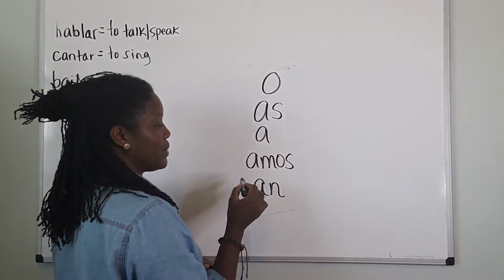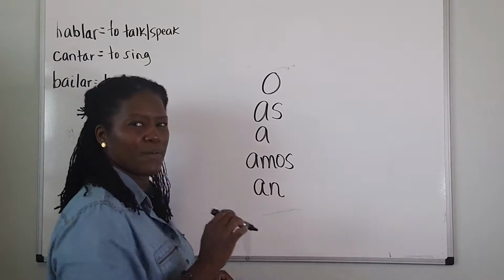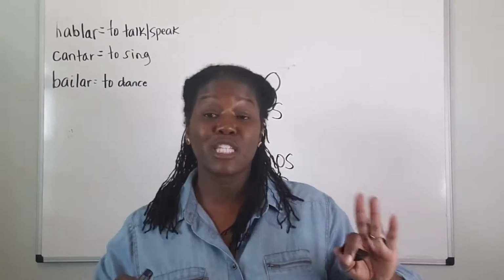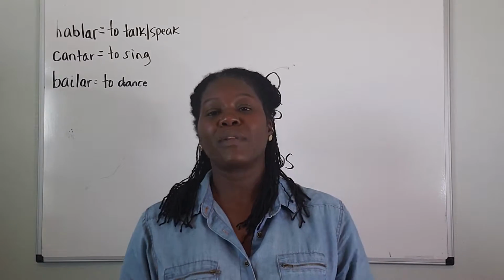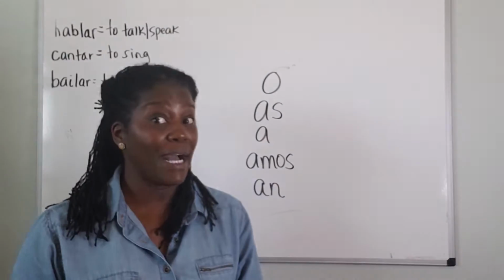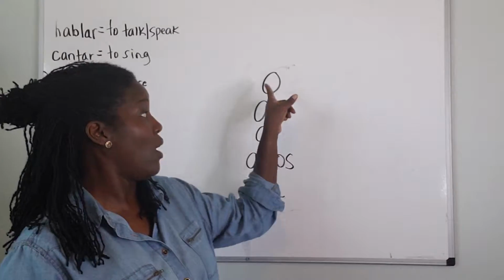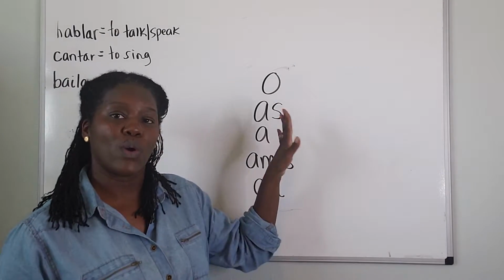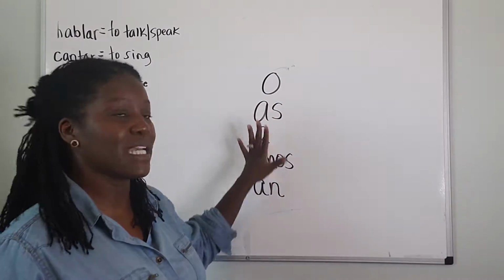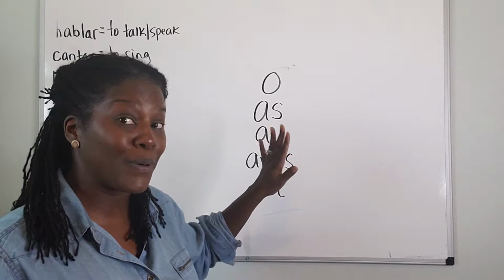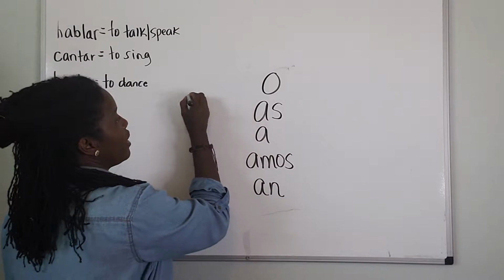The one that we don't use is the A-I-S, and it goes here. So it looks like ice, but it's actually pronounced ice. And so we just need to remember 5. And I believe you can do that. O, as, a, amos, an. So when we see these endings, we know that we're talking about present tense only with AR verbs.